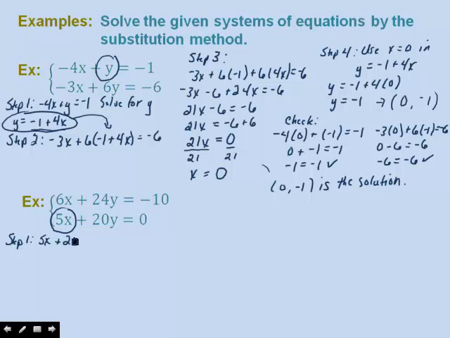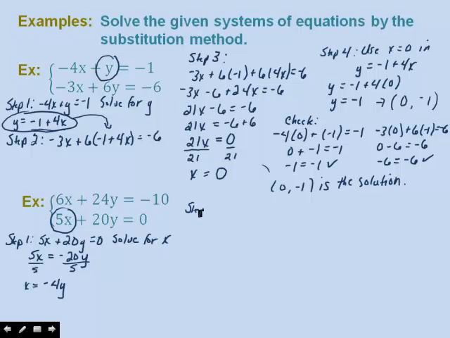Okay, so if we're solving this equation for x, that means that we're going to subtract 20y from both sides. So we have 5x is equal to negative 20y. Then we're dividing both sides by 5. That gives us x is equal to negative 4y. So we've got that one solved for x.